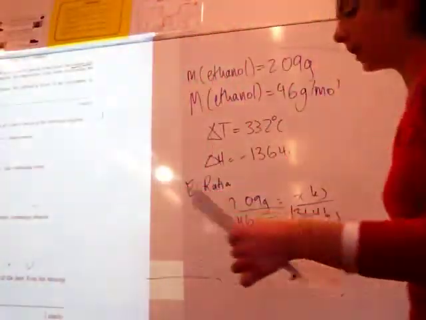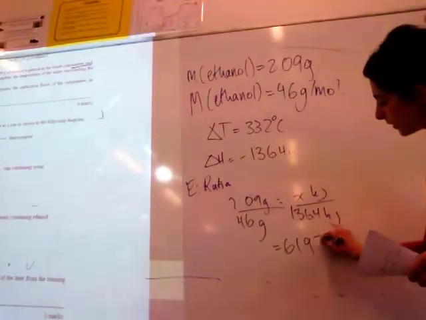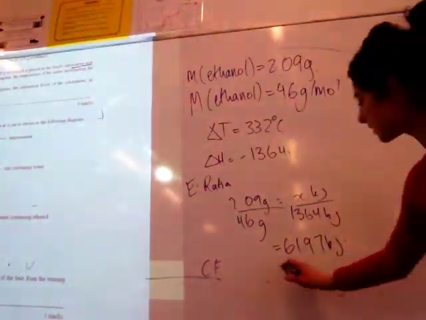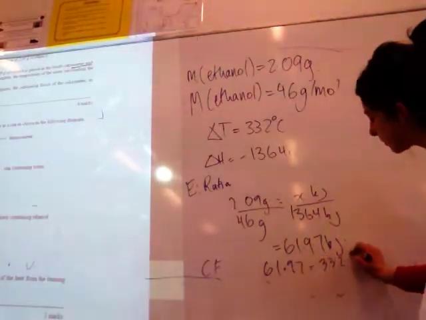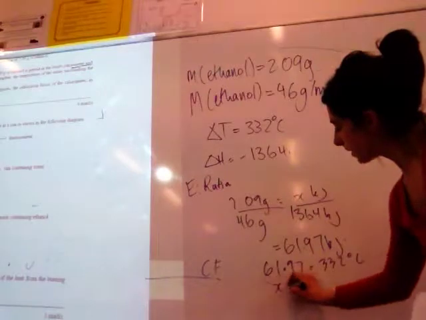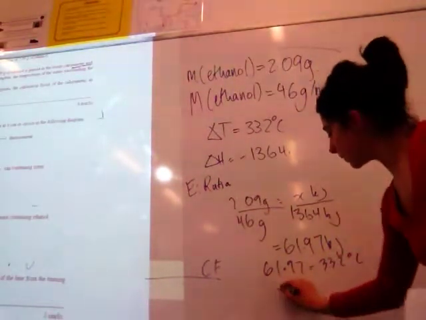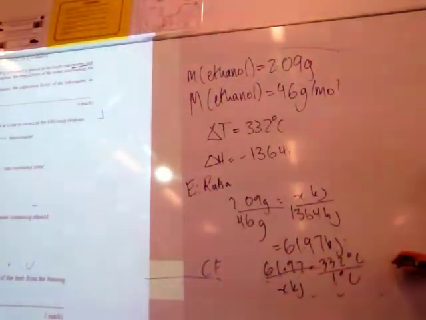1364. And that should be, did you guys get 61.97? Yeah, I did. Excellent, kilojoules, and then we have to work out calibration factor. So per 1 degree Celsius, 61.97 raises it by 33.2 degrees Celsius. x kilojoules per 1 degree Celsius. Solve for x, and we should get 1.87. Did you guys get that?